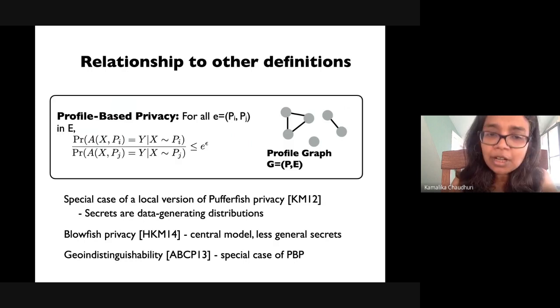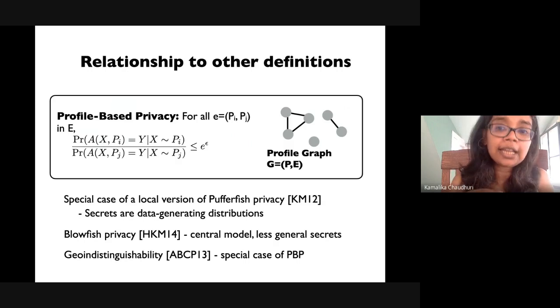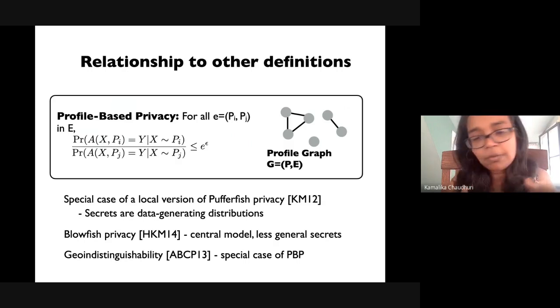And in the local version, this makes a little bit more sense because, if I am sending some data, based on my mobile phone, my mobile phone or Google knows a lot about me anyway, and I am just trying to blur out some information. And this is essentially a special case of local pufferfish, where the secrets are data generating distributions.